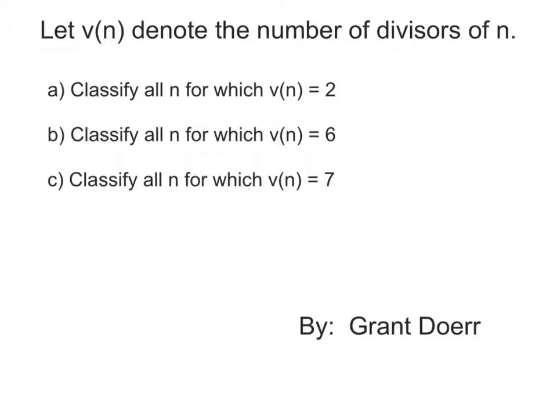We're going to be taking a look at problem number 4. The problem states, let V sub n denote the number of divisors of n, and we are going to classify all these n's for which V sub n equals 2, V sub n equals 6, and V sub n equals 7.